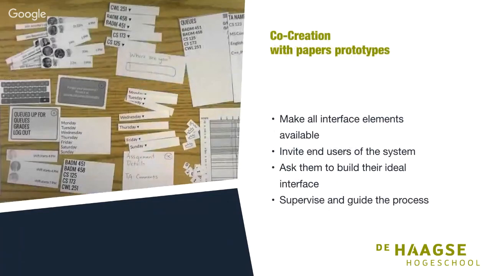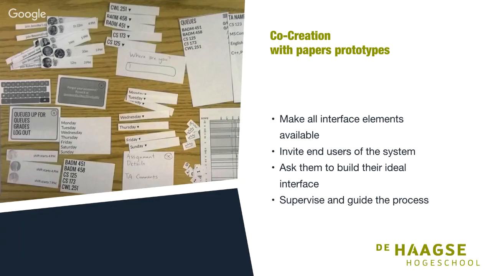Another thing that you can do with paper prototypes is called co-creation. Co-creation is really cool. You go to your manager and you say, hey, I had a co-creation session today with some end users. They will be like, wow, this guy is ahead of the curve. Co-creation is basically sitting with your end users and designing the interface together.